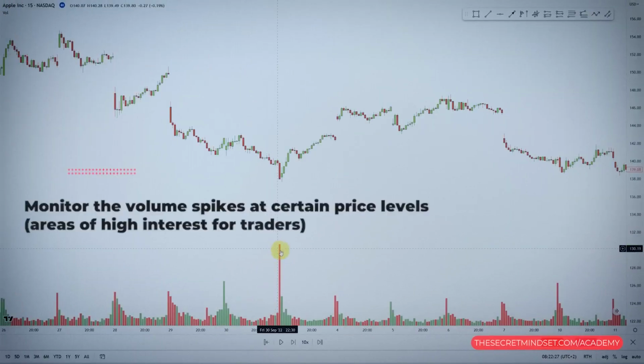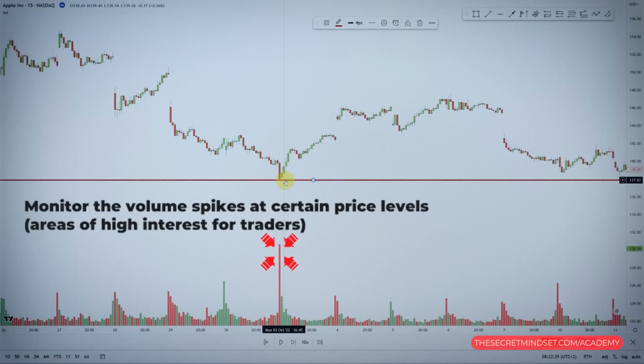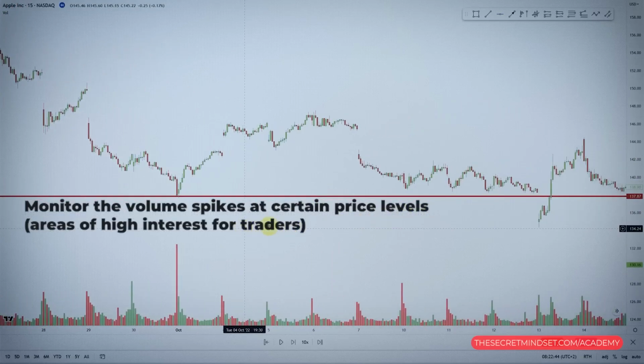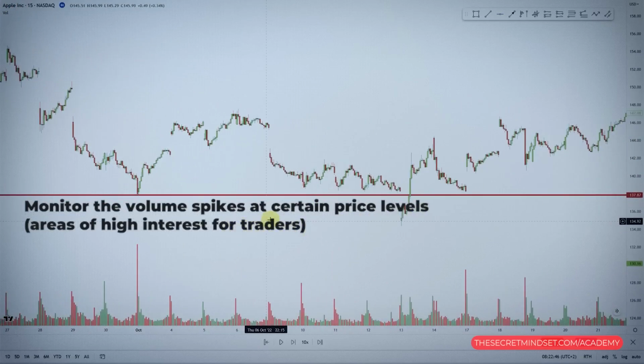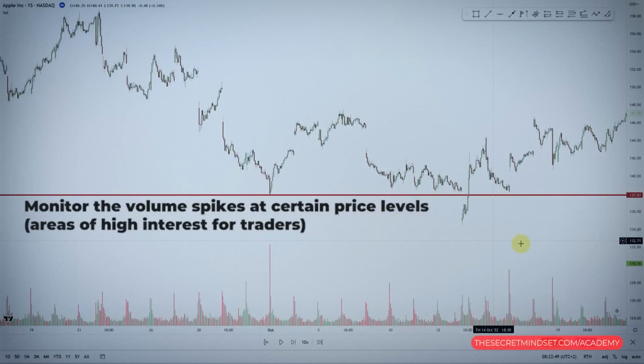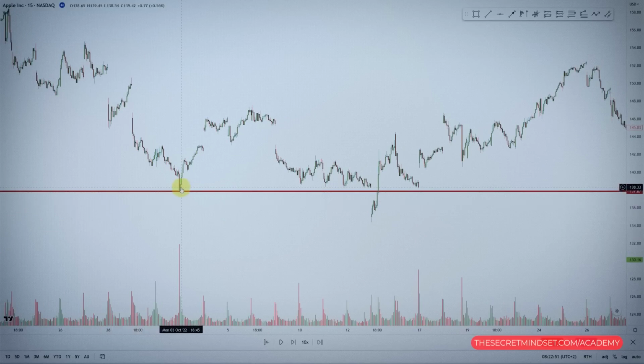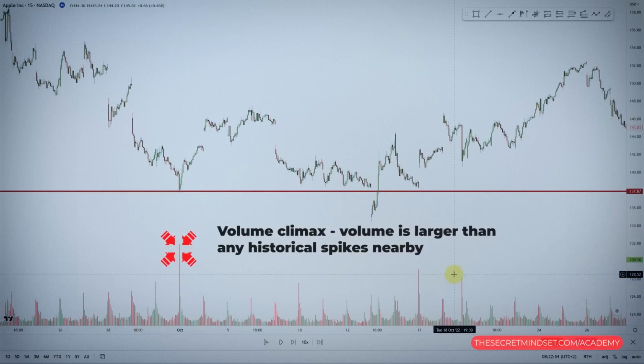When volume spikes at certain price levels, you should know that this was an area of high interest for traders at that price level. If there is a great deal of interest, it means the level is a key one. This simple observation of volume will allow you to identify important support and resistance levels, which could play a significant role in the future. Where volume spikes are extreme, in other words, larger than any historical spikes nearby, this is generally known as a volume climax.